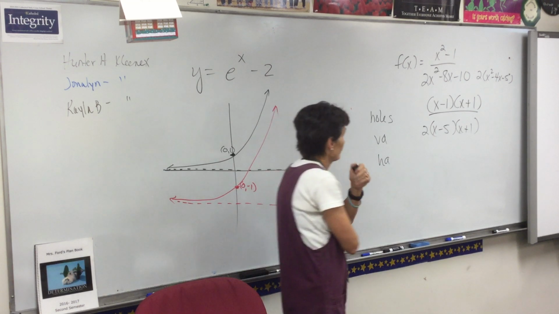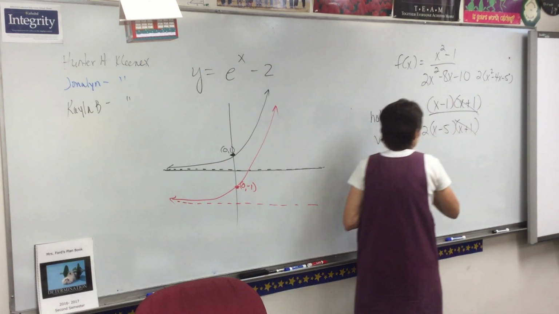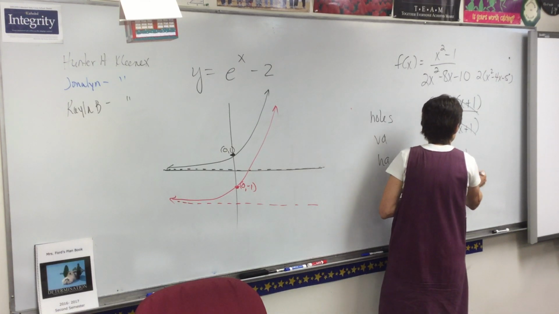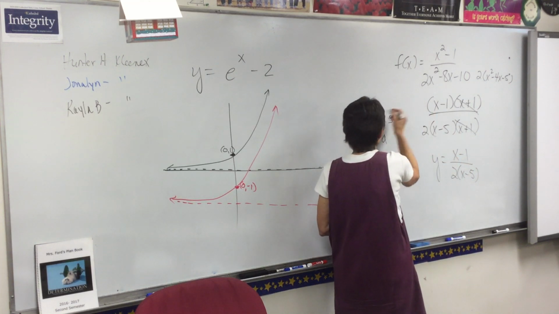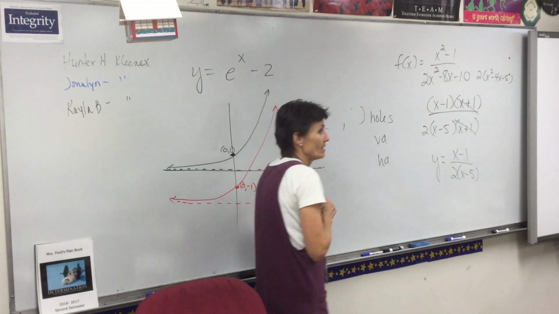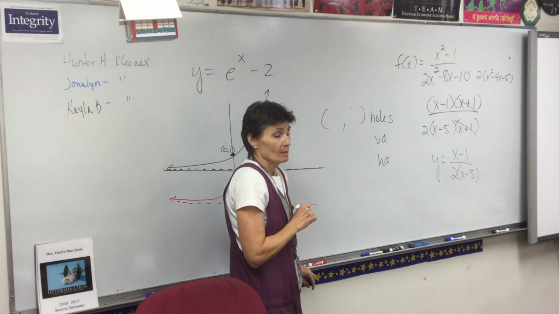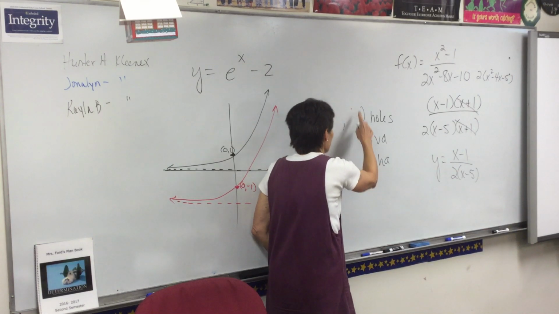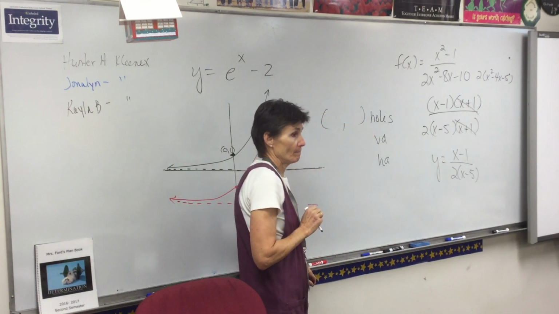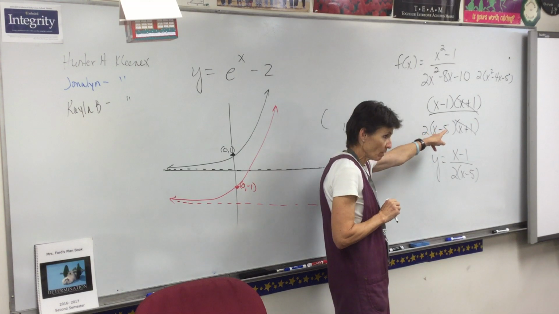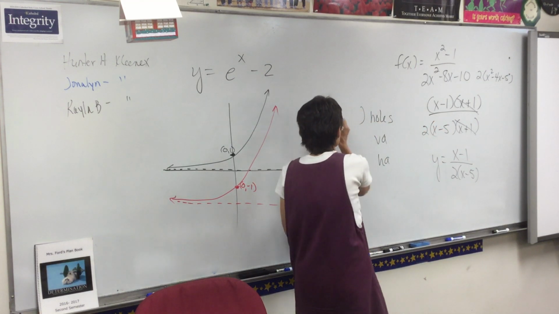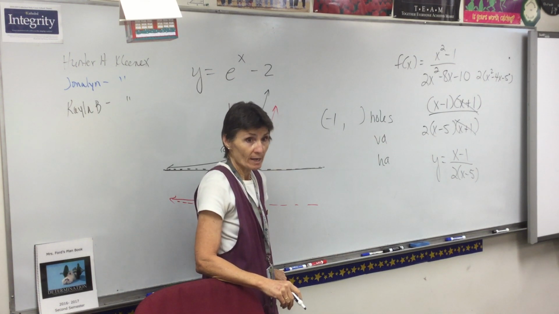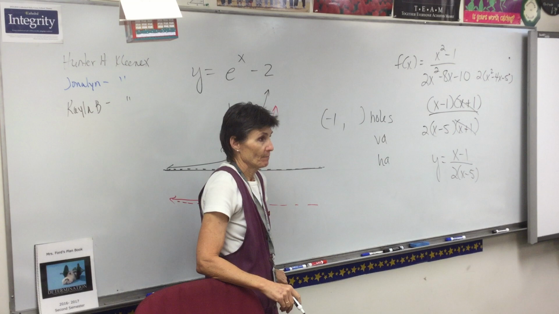Uh-oh. We're gonna have a hole, right? So our problem becomes this now. This is our new problem. But we cancel, so we're gonna have a hole. Where, the hole is a point. It needs an X and a Y. Where does the X come from? What I crossed out. So this X would be a -1, right? How do I get the Y?